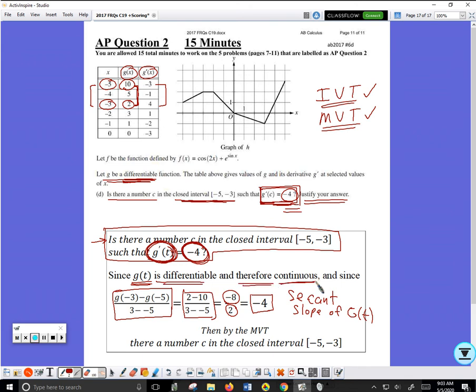Then the grader expects me to show the appropriate secant slope on G. Then all I have to do is say by the mean value theorem, and I just copy their words. There is a number on the closed interval like that. You just copy that directly. 2 points for this problem. They usually give 1 point if you correctly figure out you're supposed to find this secant slope. Then if you have all the right wording, they'll give you the second point. So 2 points total.